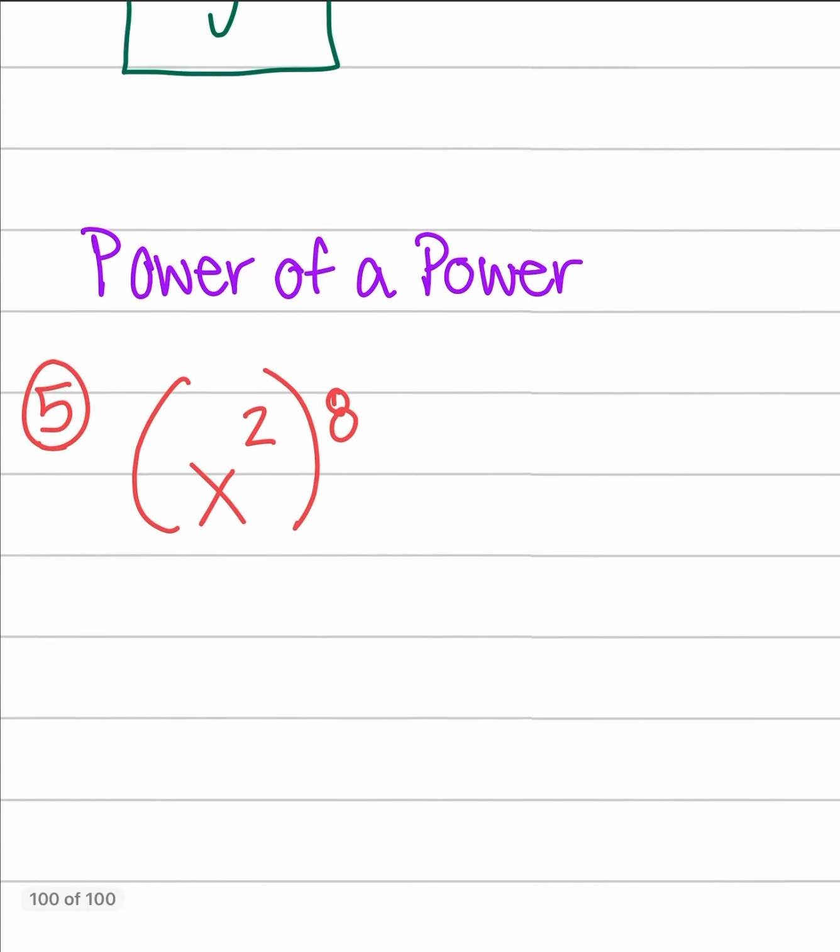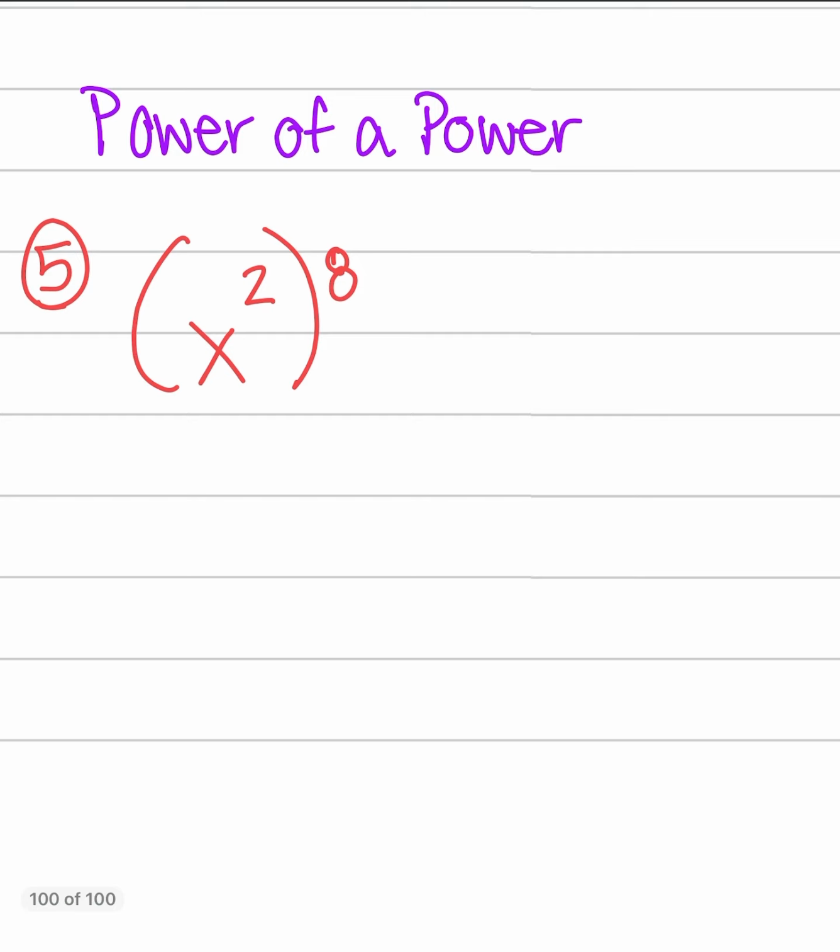And then for the power of a power rule, that tells us when I have a power raised to another power, I'm going to multiply those. It's kind of like distribution. I'm going to take that power on the outside of the parentheses, and I'm going to multiply it to the power inside. So when I do that, I have x to the 2 times 8, which is the same thing as x to the 16th.